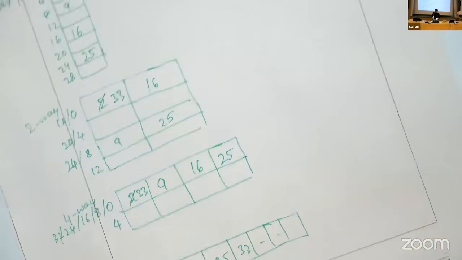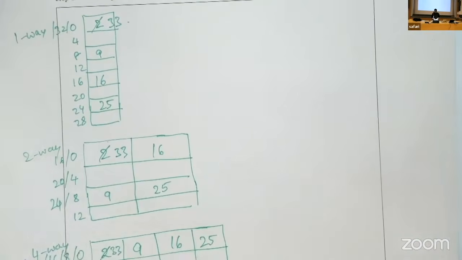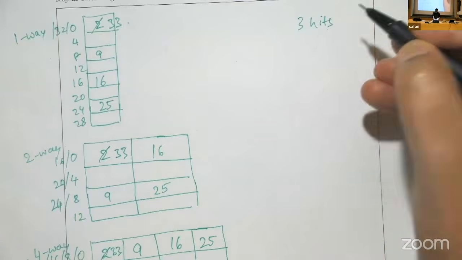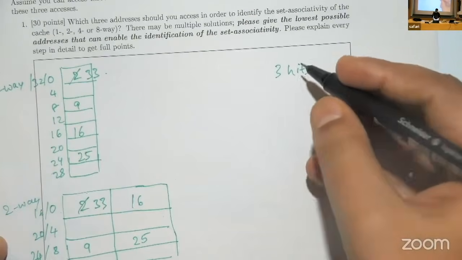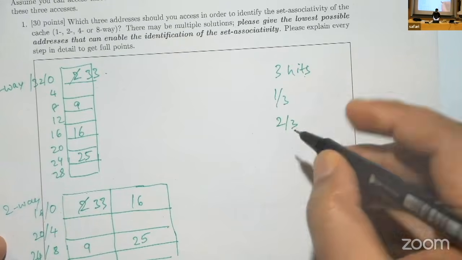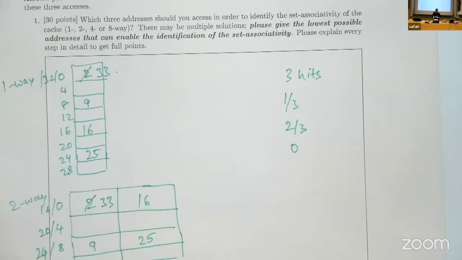So now this is the state of the cache, and we will have to access 3 more addresses. The trick is to find 3 addresses which can give you unique hit rates across these associativities. So you will have to find 3 addresses which can give 3 hits in one of the associativities, 1 out of 3 in another, 2 out of 3, and 0. So you'll have to find the addresses which can provide you these hit rates.